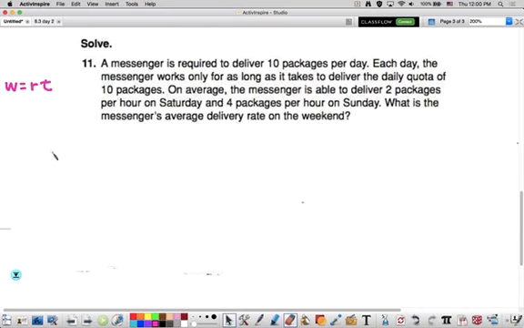Okay, so I have a rate for Saturday. I'm going to write that down. And I also have a rate for Sunday, which is 4 packages per hour. So I'm going to start pulling things out that I know. Rate for Saturday is 2 packages per hour. Rate for Sunday, 4 packages per hour.